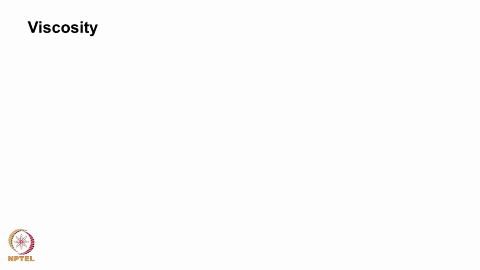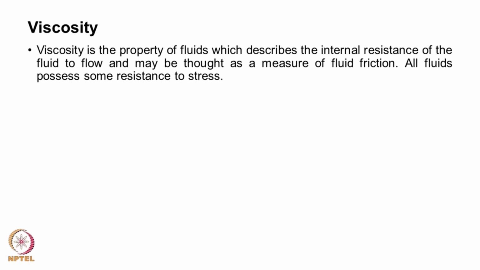There are many properties. First is viscosity. It is a property by which the internal resistance to fluid flow is defined, and it is just a measure of fluid friction. All fluids are supposed to have some resistance to flow, and because of this resistance it develops some stress.